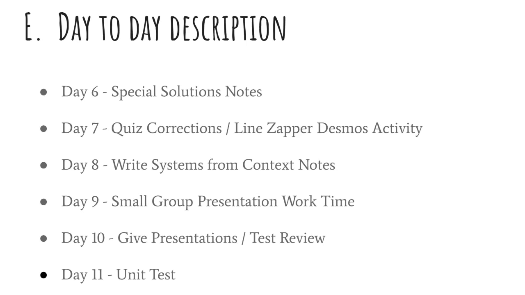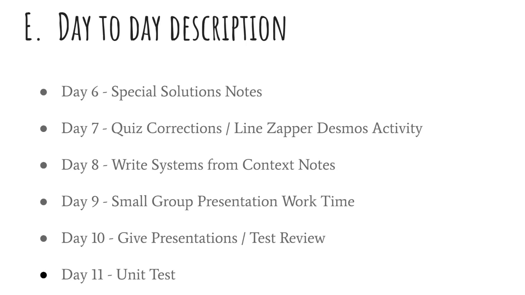Day 7 is a differentiation day for me, something that I really like doing in my classes. I would take the results of the quizzes from day 5, do some grouping based on those results, and make sure that students are getting whatever they need based on those quiz results. While they're not working with me in their groups, they're going to be working on that line zapper Desmos activity that I showed you.